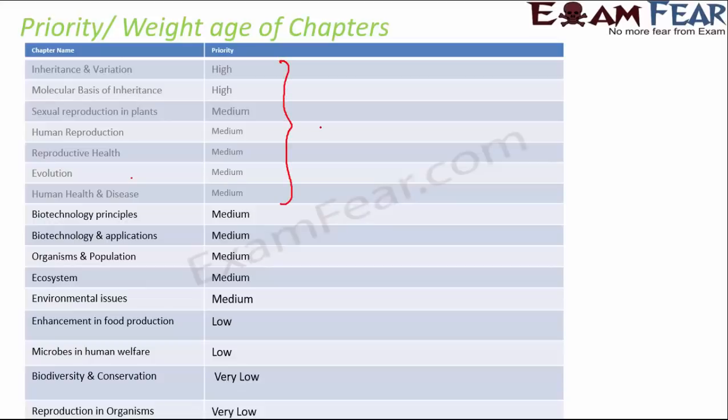In this part we are going to cover the remaining chapters, starting from biotechnology principles. As you can see, biotechnology principles and applications, organisms and population, ecosystem, environmental issues are the 5 chapters which are of medium priority. Then you have enhancement in food production and microbes in human welfare, which are of low priority. And then you have biodiversity and conservation and reproduction in organisms, which are of very low priority. Based on this priority level, you can plan your revision timetable before your board exams.